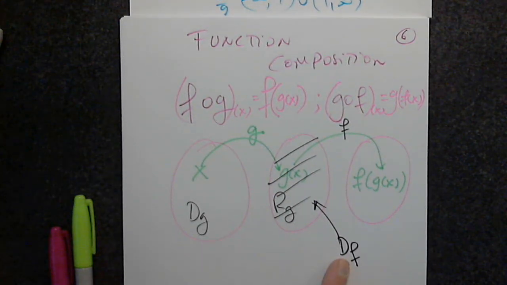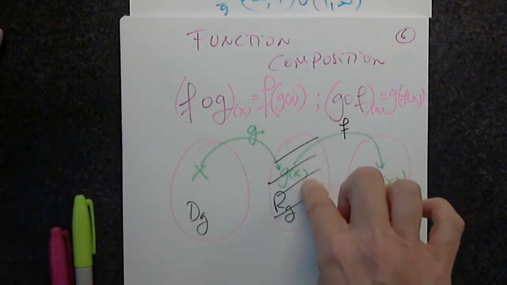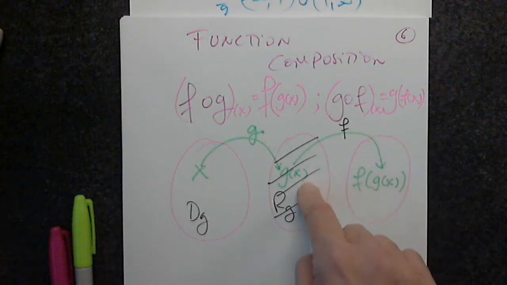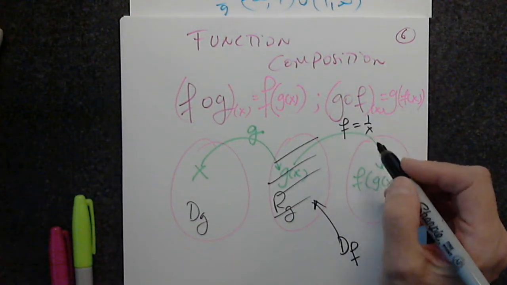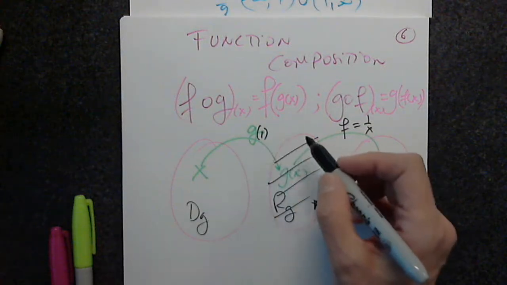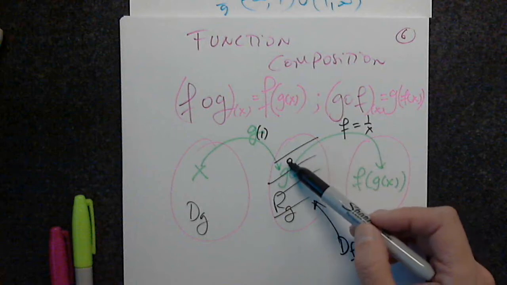So what could go wrong here? A lot. What can go wrong here is that g brings a value here that f cannot be applied to. So for example, if f is 1 over x, and let's say g of 1 is 0, we're in trouble because f cannot be applied to 0.